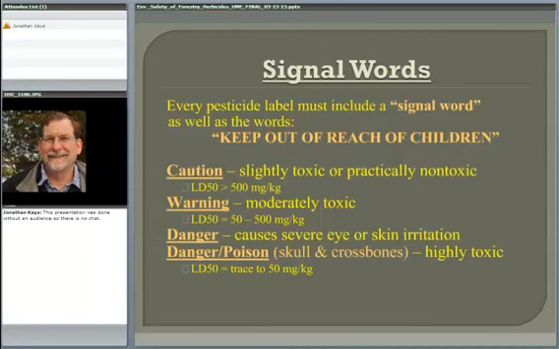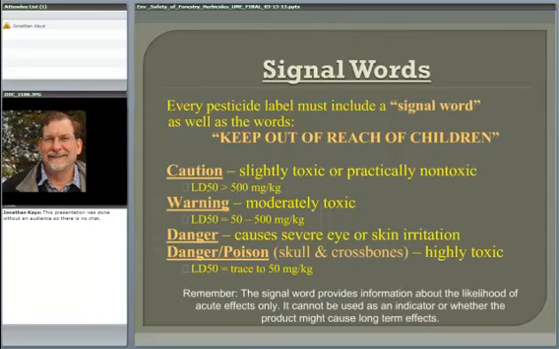And then we have a warning signal word, which means its LD50 goes from 50 to 500. And then caution is greater than 500 milligrams per kilogram. All right? So remember those three: danger, warning, caution.